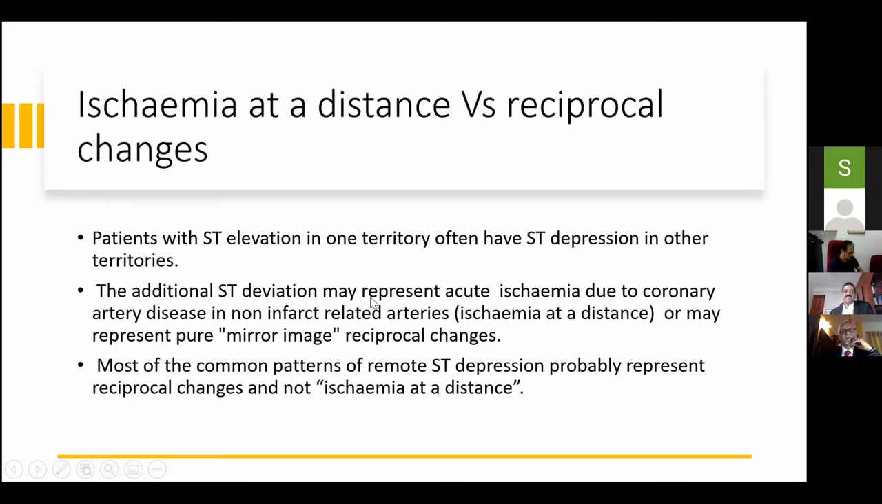Additional ST deviation may represent acute ischemia due to coronary artery disease in non-infarct related arteries, or may manifest as a pure mirror image of reciprocal changes. The most common pattern of remote ST depression probably represents reciprocal change and does not represent ischemia at a distance. But there are many people in whom we do an angiogram and we see triple vessel disease being there.